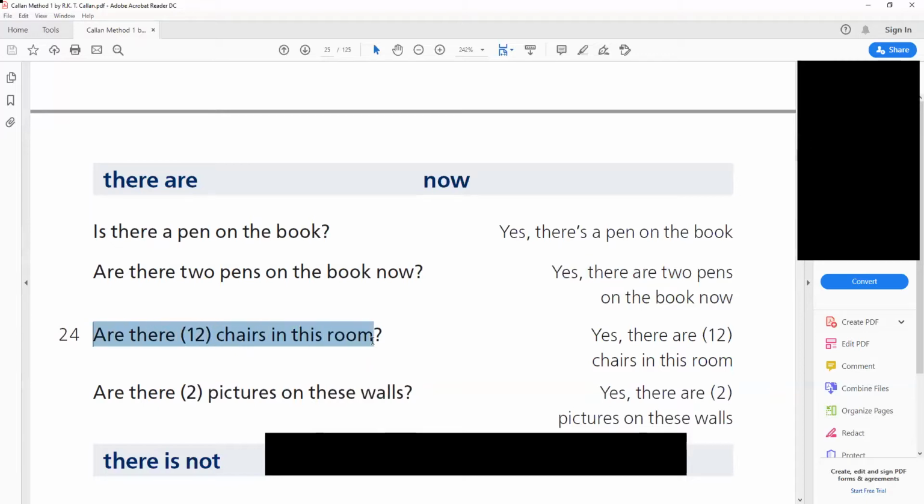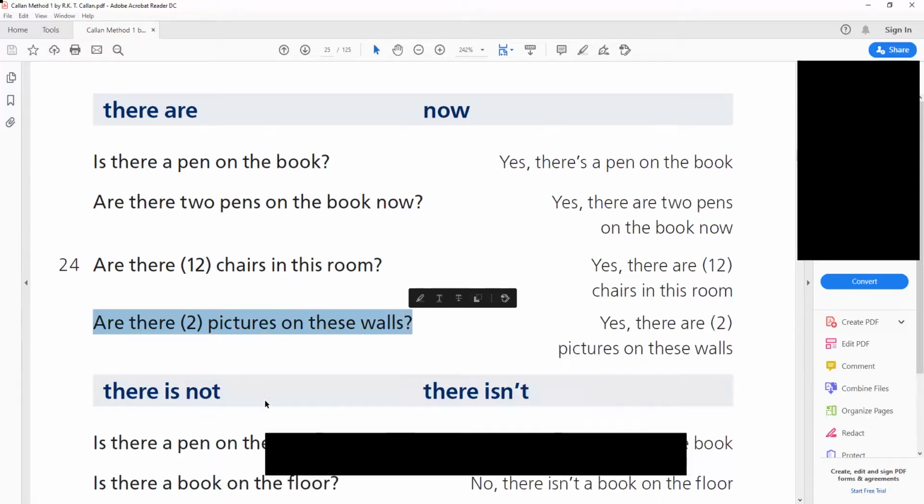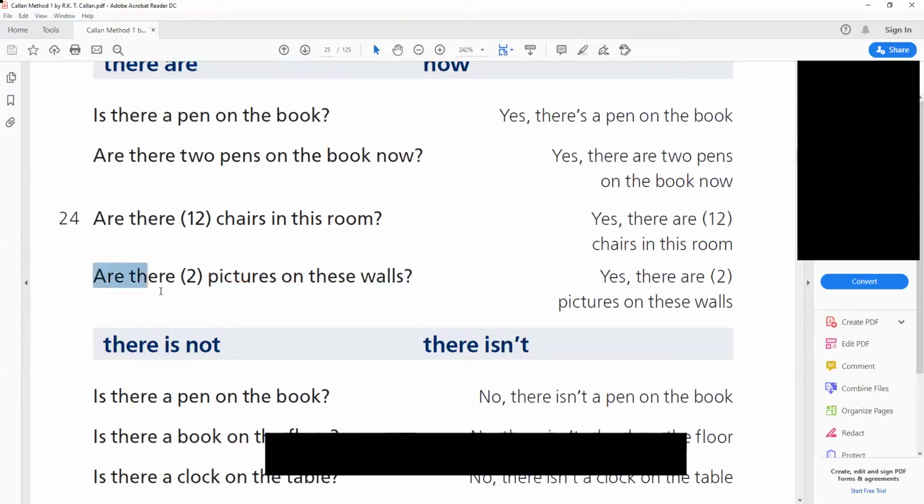Are there 12 chairs in this room? Yes, there are 12 chairs in this room. Are there two pictures on the wall? Yes, there are two pictures on these walls.